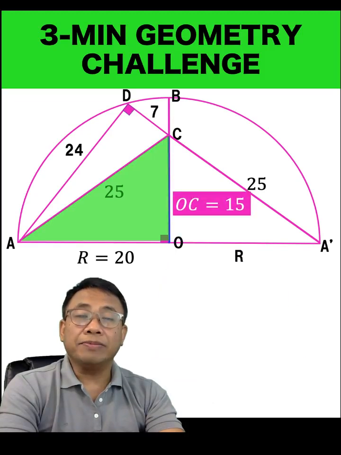And so, we have now solved this problem. The length of OC is 15 units.